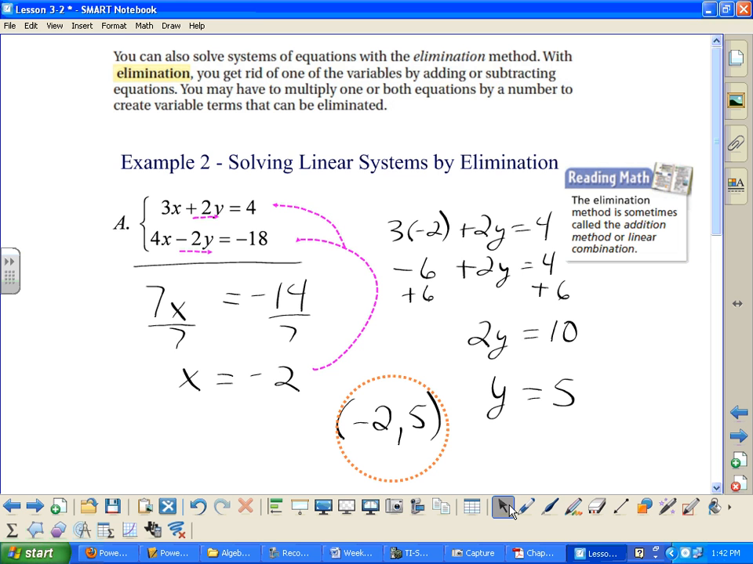So for the elimination method, we want either x or y to have opposite coefficients. And then when I add going down, I can eliminate one or the other. Yes, sir? There are going to be some problems that say use substitution, some say use elimination, and some just say solve it. So you have to determine which one would be easier. Or just use whichever one you want.